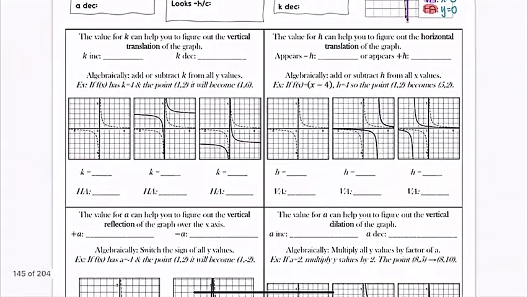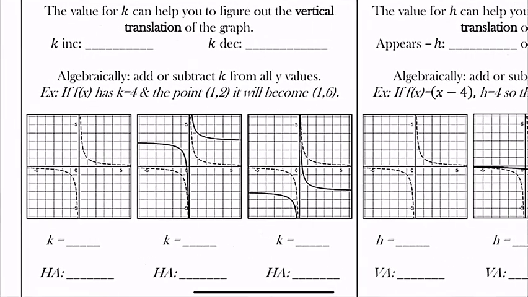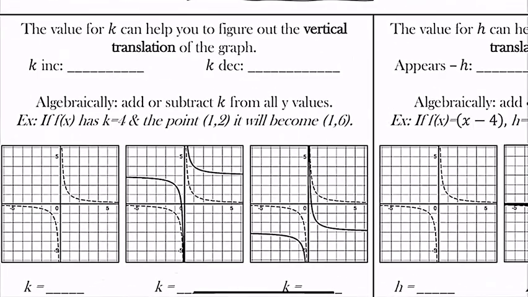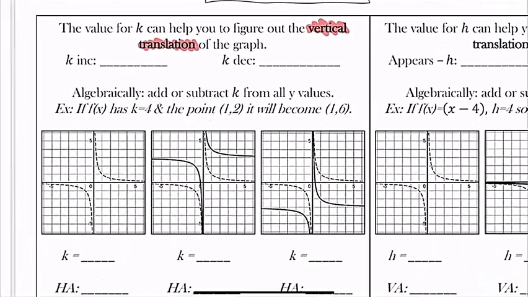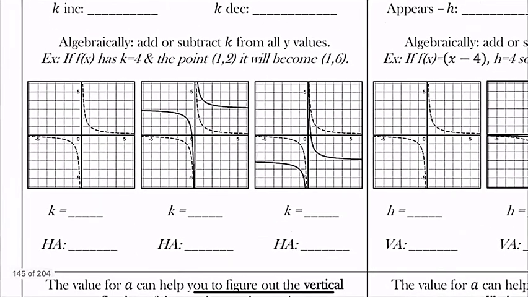Now what we're going to do is just go over the boxes down here at the bottom. I'm going to start just with k. And k says the value of k can help you figure out the vertical translation of the graph. And that one is right here at the bottom in this little box. Our first one shown, the dotted line, is just 1 over x. That's our parent function. As we already talked about, k back here is 0 because there's no number back there. And that would also make our horizontal asymptote at 0.